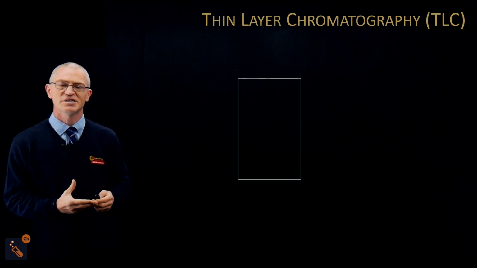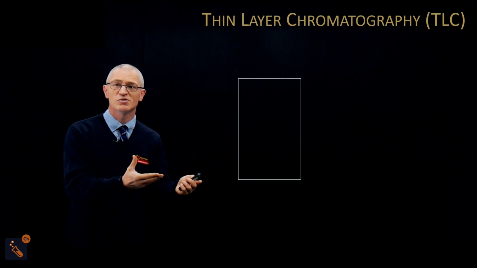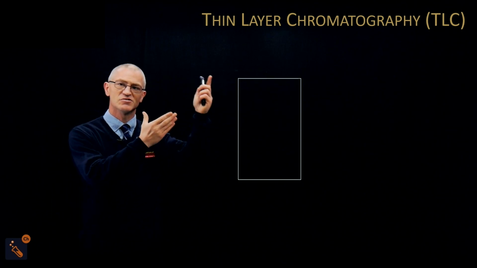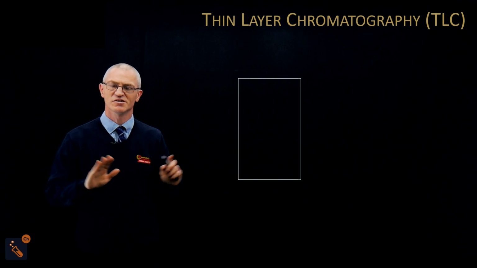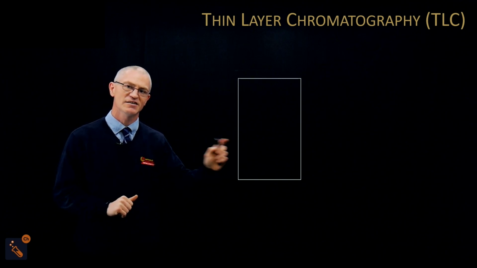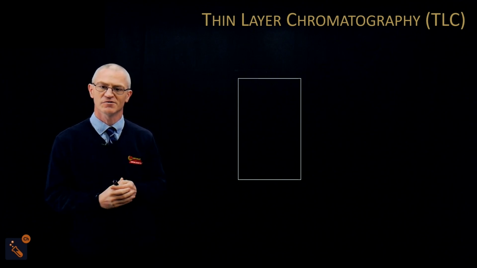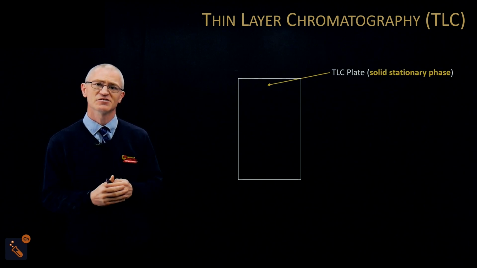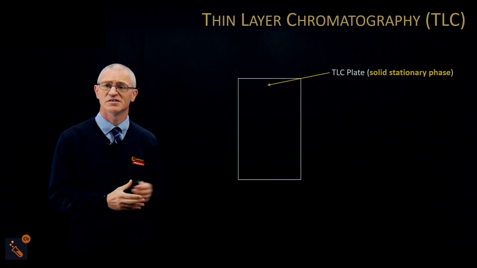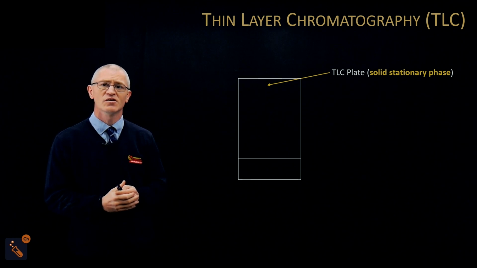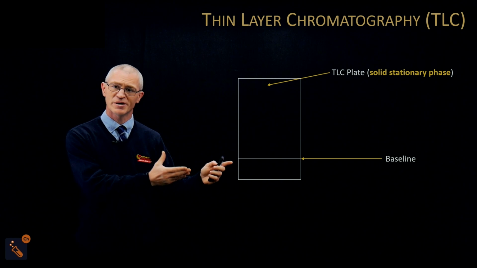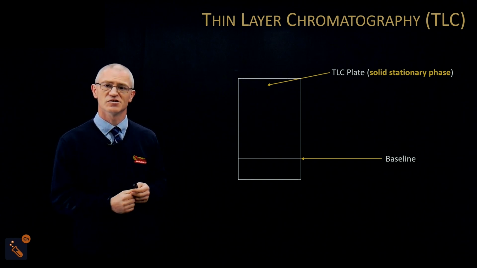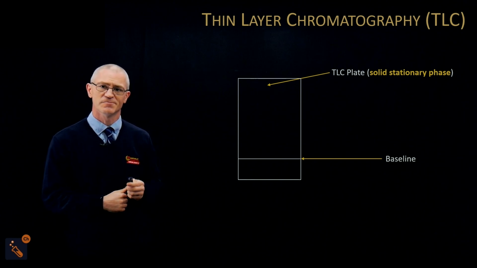So it's going to be a small square. You probably would have done it at GCSE using a piece of paper, but instead it's a piece of plastic with this white solid over the top. We're representing it here as just this rectangle. That is the TLC plate with the solid stationary phase on the top. First thing we do, as we do at GCSE, is draw a baseline with pencil. We draw it with pencil so that it doesn't dissolve in the solvent when we're doing the TLC.